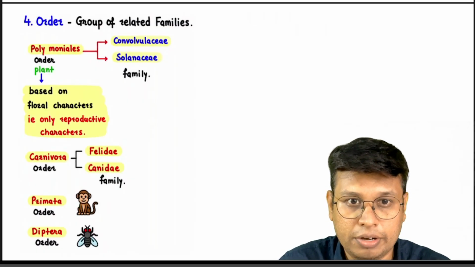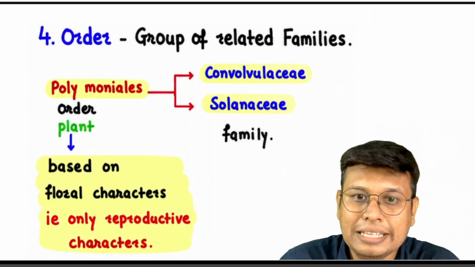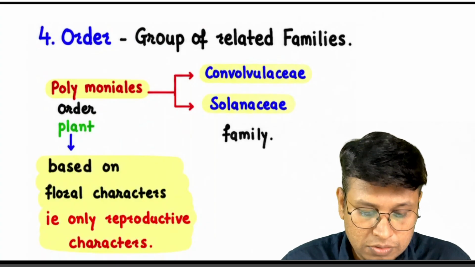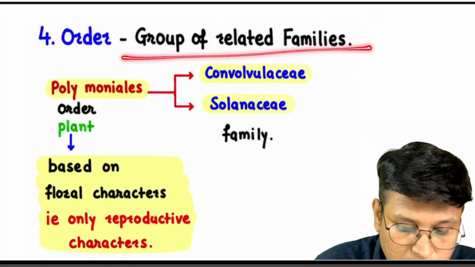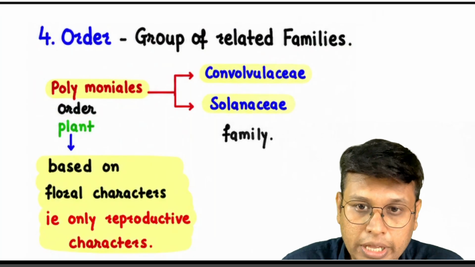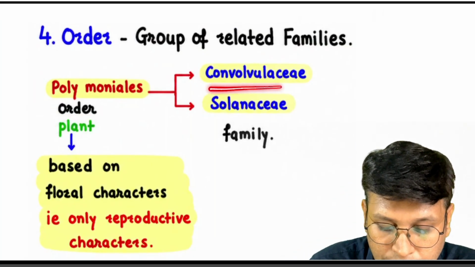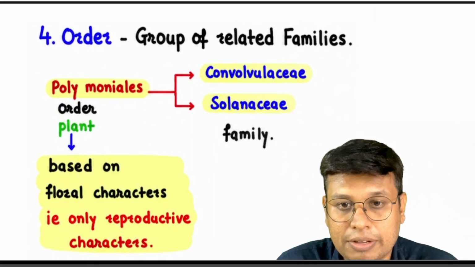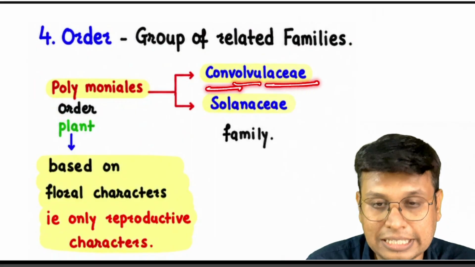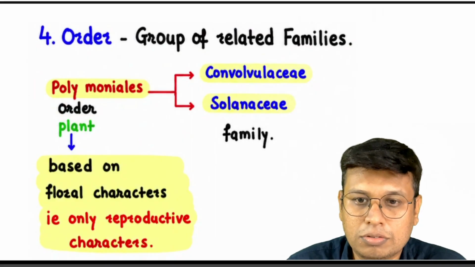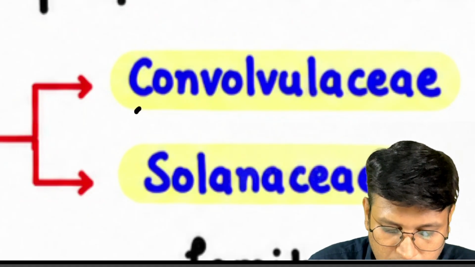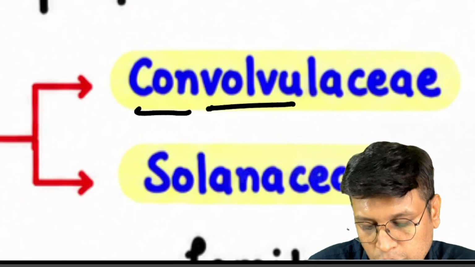Order is a group of related families. We have one order, that is Polemoniales. It contains two families. One is Solanaceae, which we have previously seen, and the other is Convolvulaceae. A little bit difficult to pronounce. So whenever a big word comes, you just break it down. Convolvulaceae.